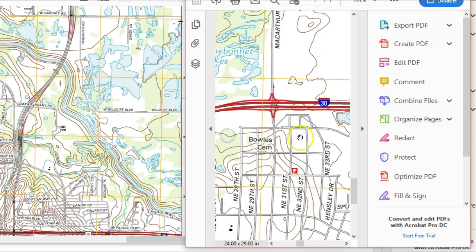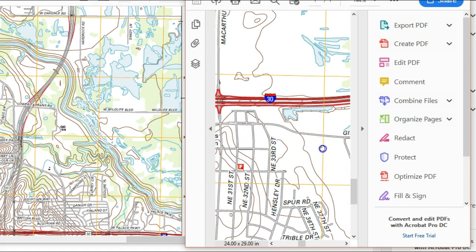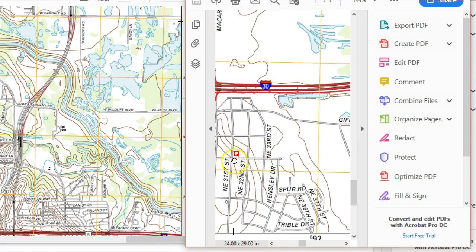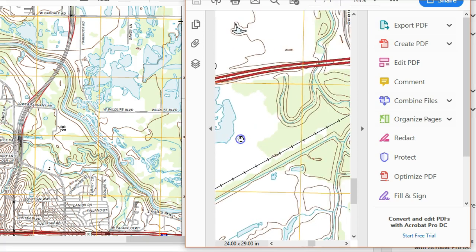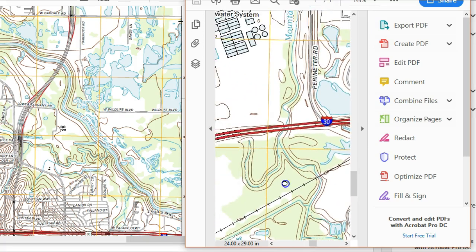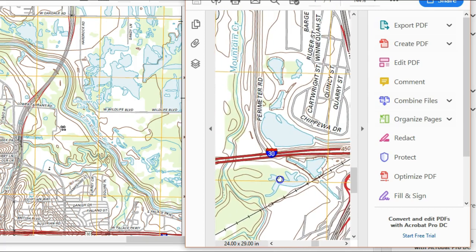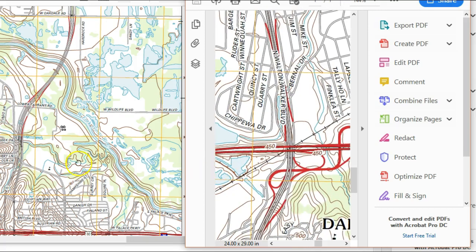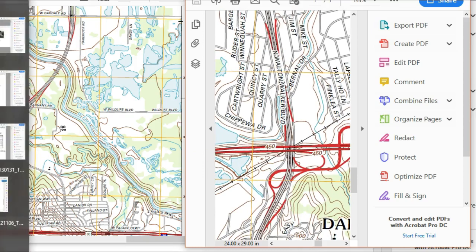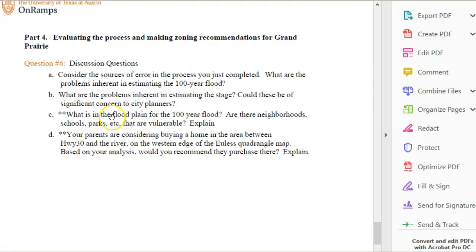So again, the more you blow up the map, the more things you're going to be able to see. The F is for fire station. Would that fire station on Northeast 32nd Street be in danger? I'd put yes or no. Again, I strongly suggest you pick 2 or 3 very, very specific things that follow this river that you can say whether or not it's going to cause problems. So that was the question here.